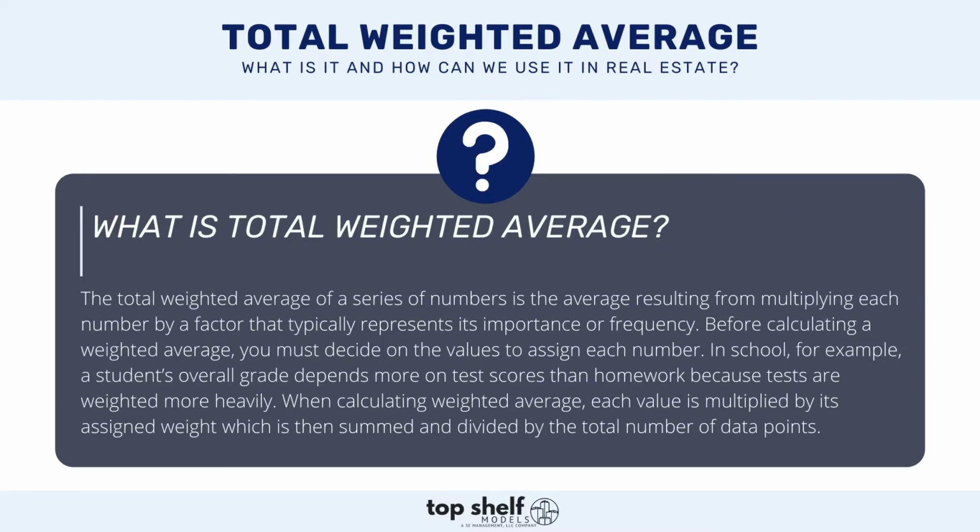So first, what is a total weighted average? Now, compared to your typical average, where you just add up your values and divide by the number of values you have, the total weighted average is an average resulting from multiplying each value in the series by a factor that typically represents its importance or frequency. An easy way to think of this is grades in school. Your grade is made up of tests, quizzes, attendance, homework, etc. But these are all weighted differently, so your grade depends more on tests if they're weighted higher than quizzes, for example. So when calculating your weighted average, you multiply each number in the series by its assigned factor and then divide this summed product by the total number of data points.